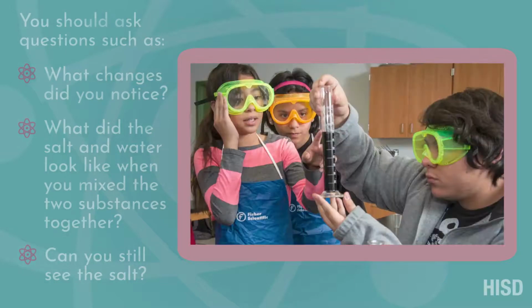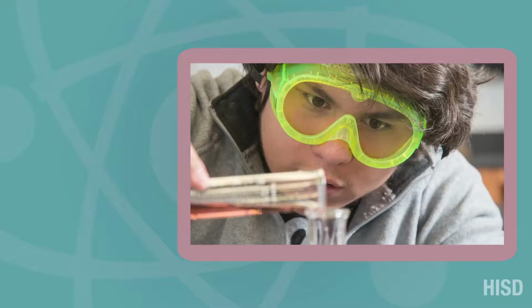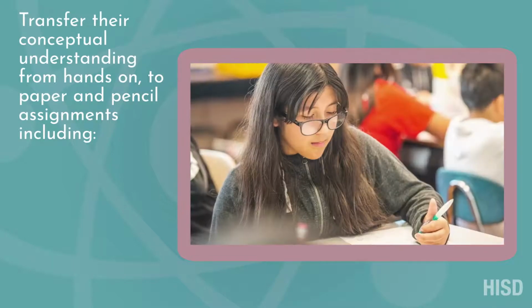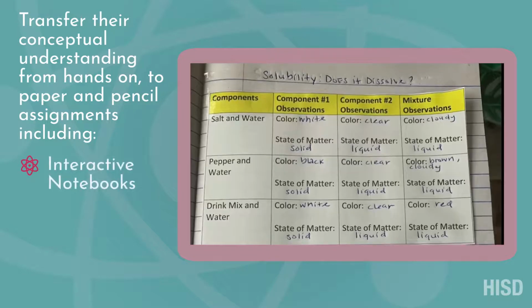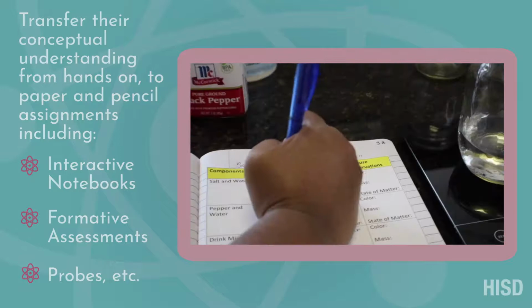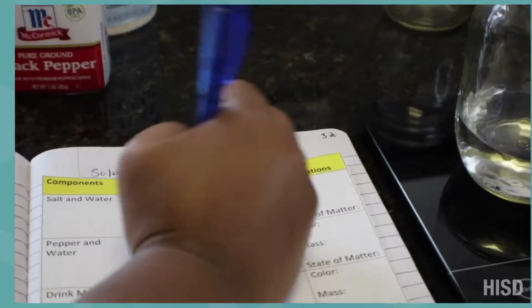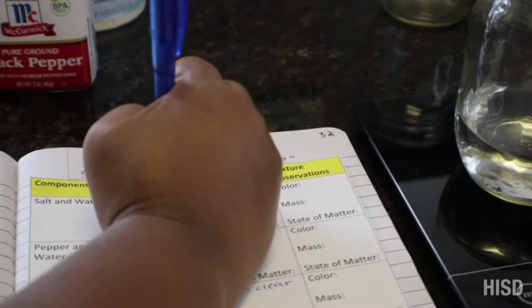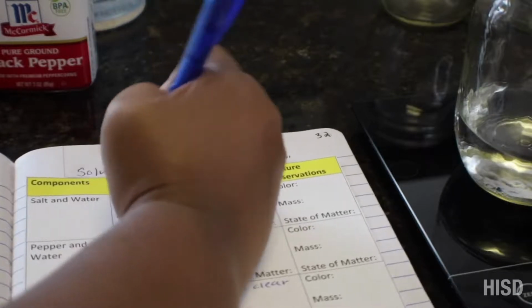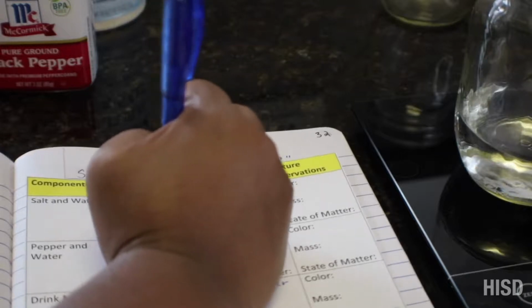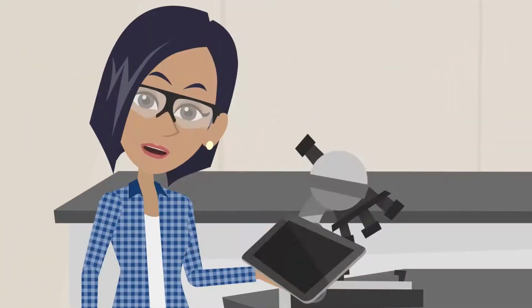We want to provide students the opportunity to transfer their conceptual understandings from hands-on to paper and pencil assignments, including interactive notebooks, formative assessments, probes, etc. Make sure students are putting their observations onto their recording sheet in their interactive notebook as they are doing the investigation. It's important to do it while they're doing the investigation without waiting to the end. The second substance that will be tested is pepper and water.